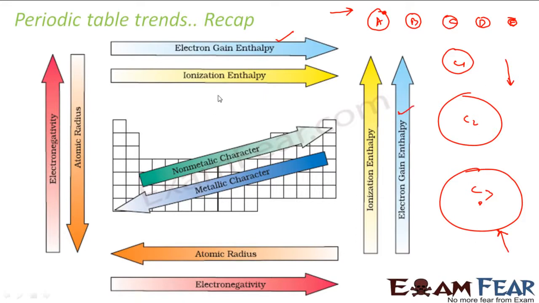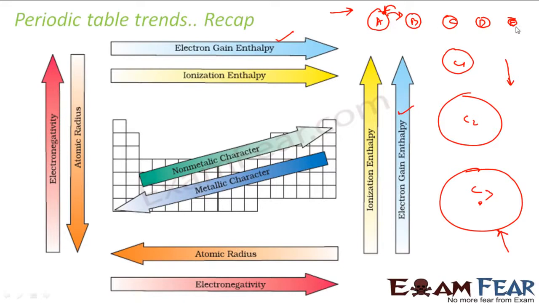Similarly, ionization enthalpy. What is ionization enthalpy? The energy required to pluck an electron. So electron gain enthalpy was to gain one electron, ionization enthalpy is to pluck an electron, right? So to pluck an electron, if you go from here to here, the size decreases. So it's difficult to pluck an electron.